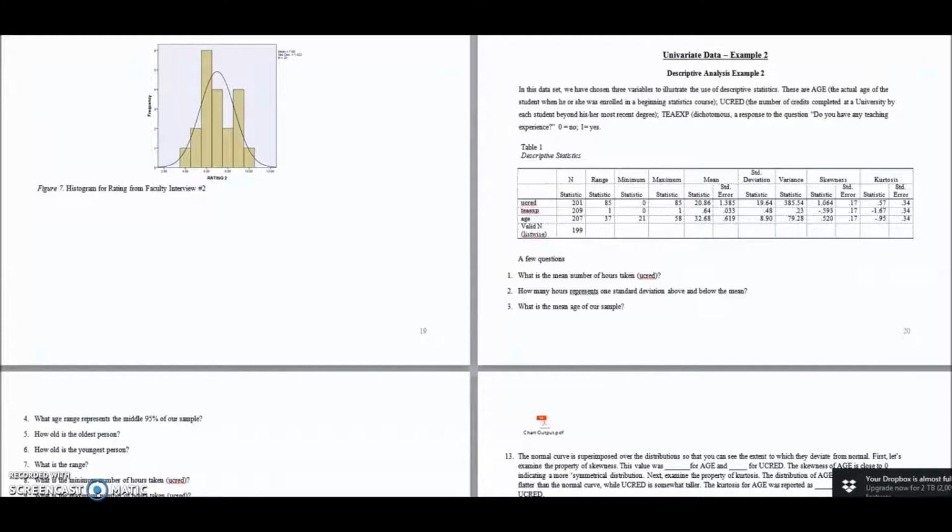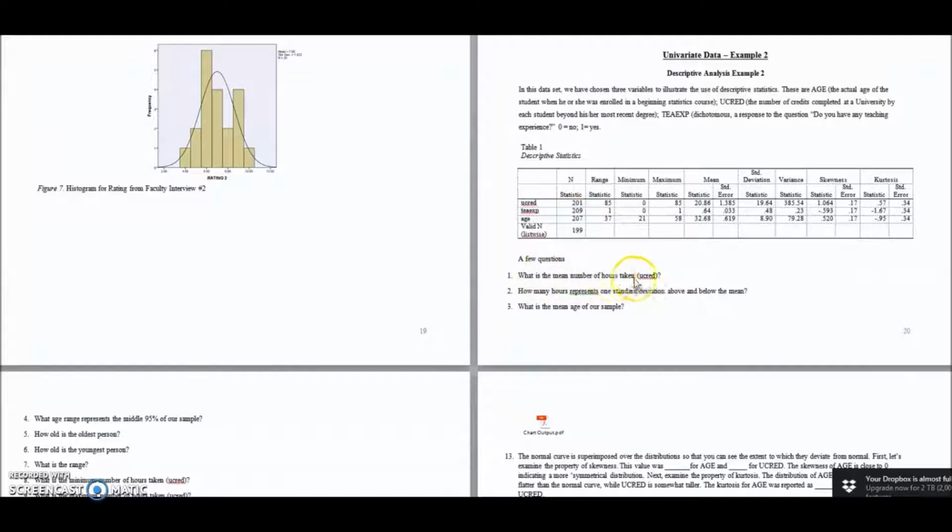People generally do listwise, but pairwise is also common because you try to minimize the loss of data. So here you can see it is now 199 with list-wise deletion, and you have the credits you had 201, and then for TA experience I had 209, and age I had 207. So this is giving me the number of data points that I have.